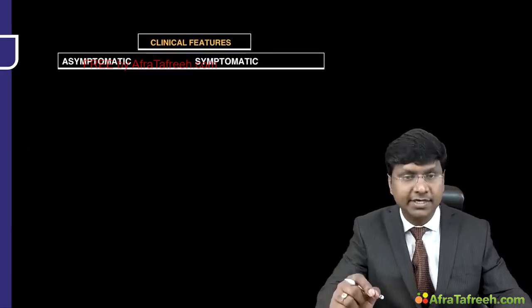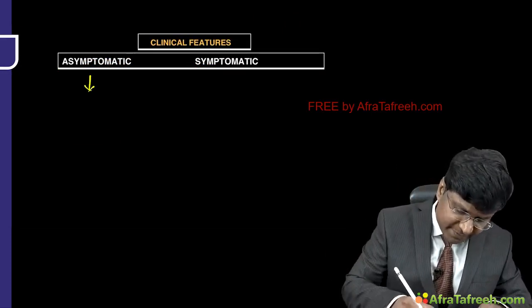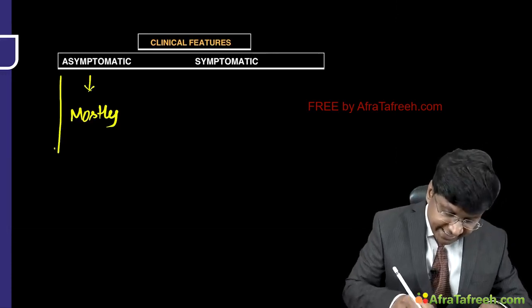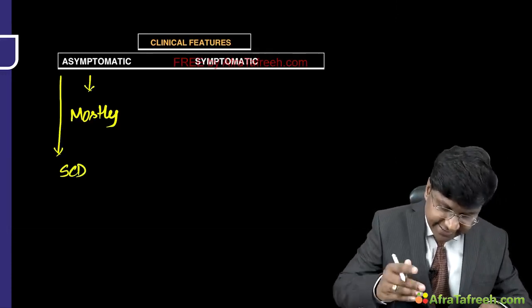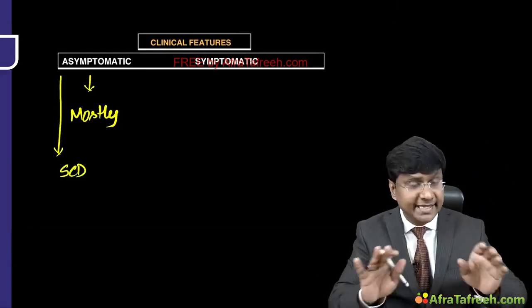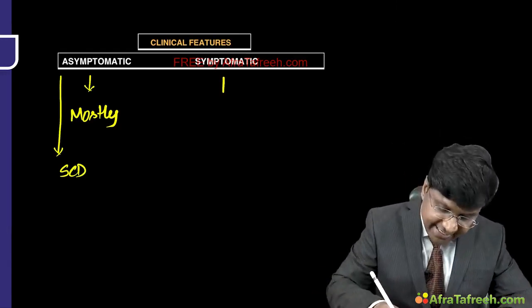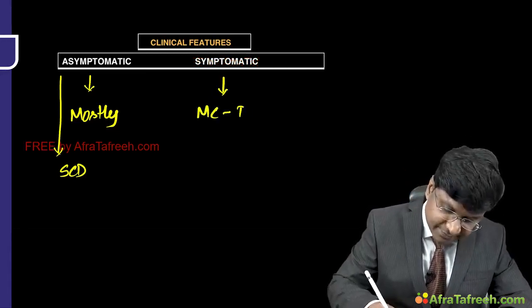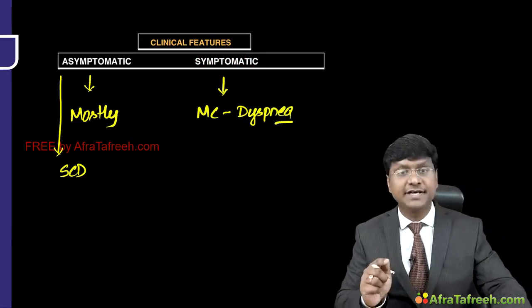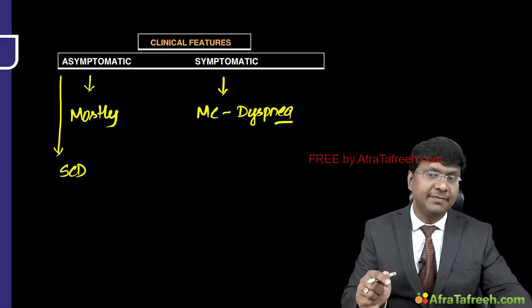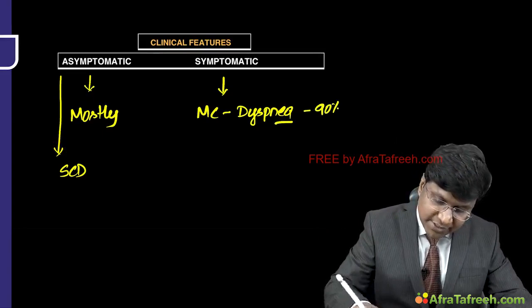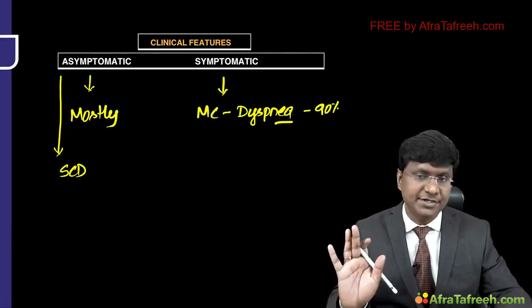Now you need to know the clinical features. See, most of these patients are asymptomatic and they directly present with sudden cardiac death. And if at all they are symptomatic, the most common symptom will be dyspnea. And this dyspnea is present in almost 90% of the patients.